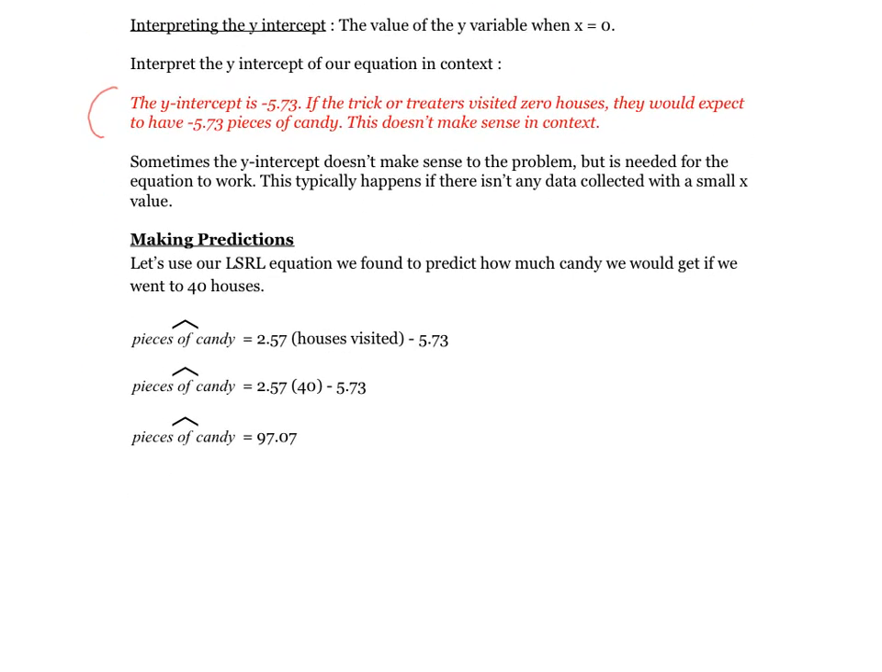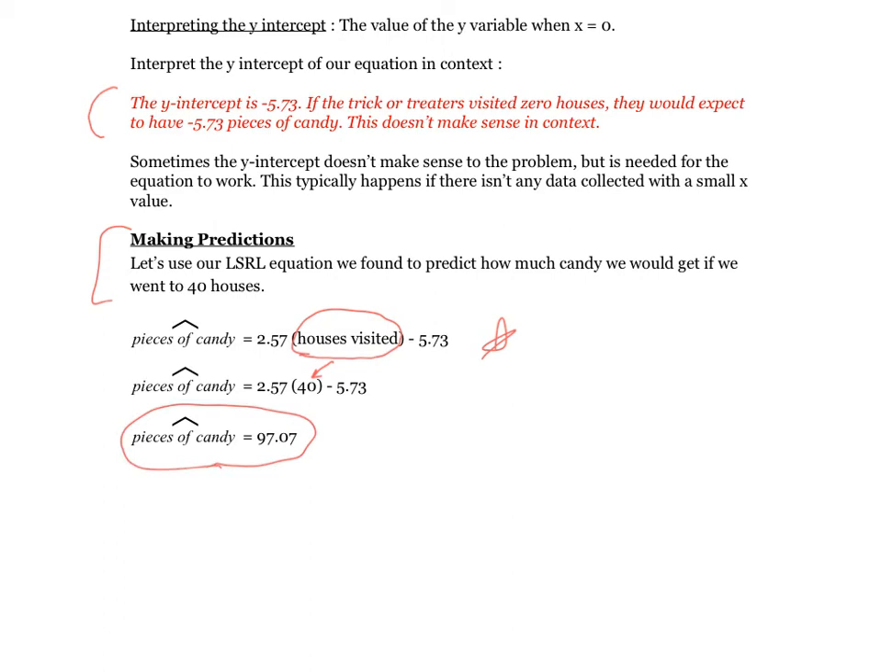Now, making predictions. Let's use the least squares regression line equation we found to predict how much candy we would get if we went to 40 houses. So here's my equation. I would replace houses visited with 40, and then I would simply solve that equation, and I'd get 97.07 pieces of candy.